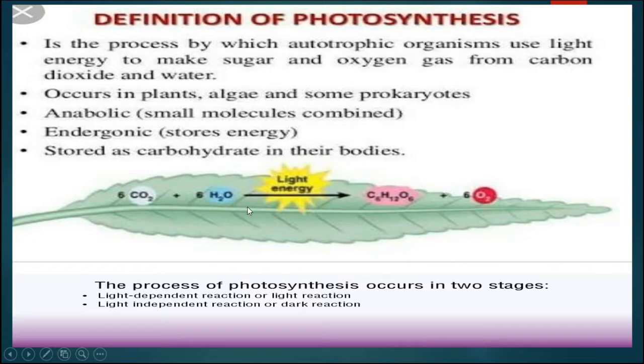This is the formula of photosynthesis, that is 6CO2 plus 6H2O, which in presence of light energy gives C6H12O6, that is glucose, and 6O2, that is oxygen, is released, and all these phenomena occur in the leaf. This process of photosynthesis occurs in two stages. One depends upon the light, which is known as light reaction, and the other is independent of light, that's why it is known as dark reaction. That we will study in detail now.